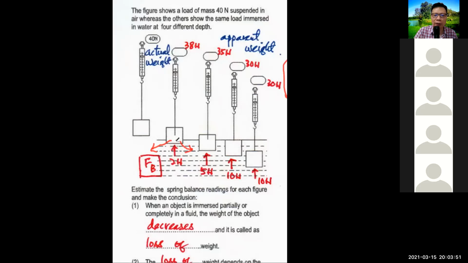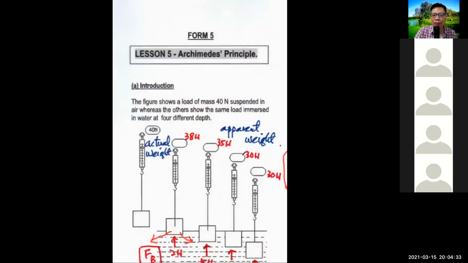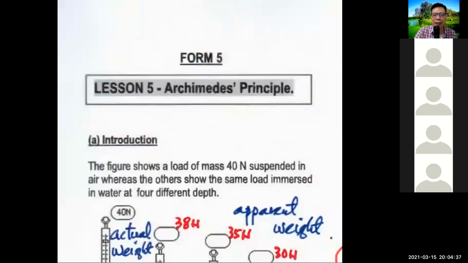Next, one relationship, very important one. Here shows the spring balance reading 40, 38, 35, 30, and 30, right? And here shows how deep you submerge inside the water. Here, submerge a little bit. Here, you submerge deeper. And then here, fully submerged. So you notice the deeper you submerge the object, the spring balance reading becomes smaller. It's getting smaller and smaller because you go deeper and deeper, correct?